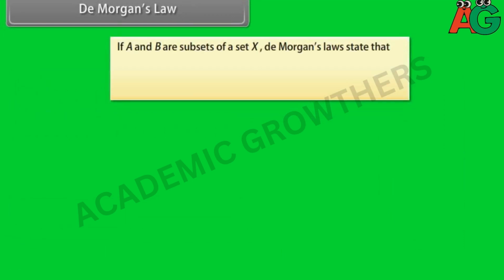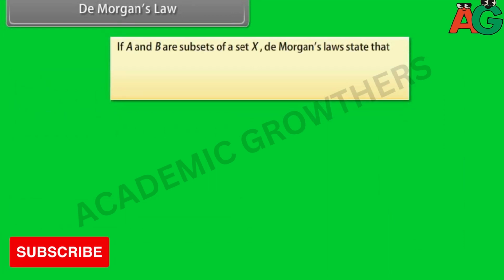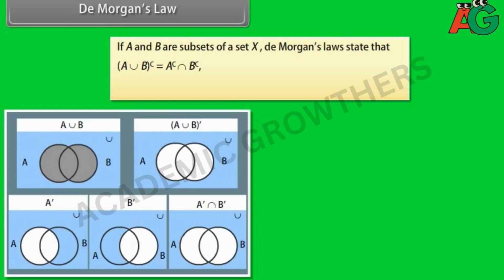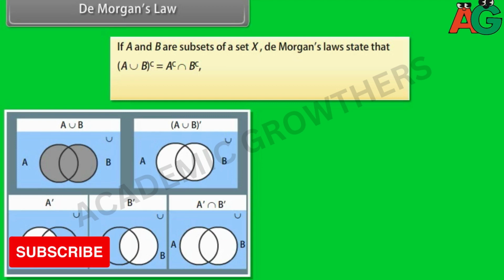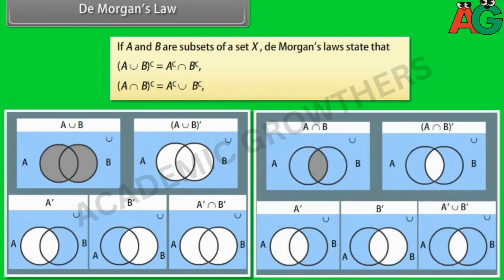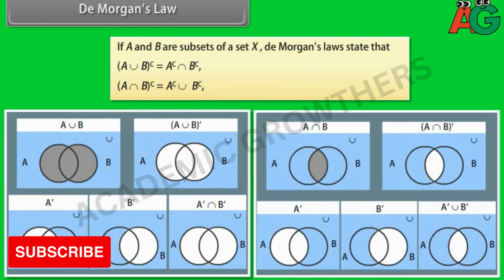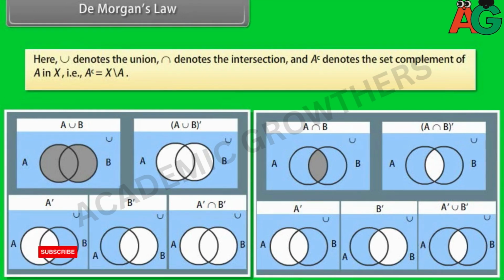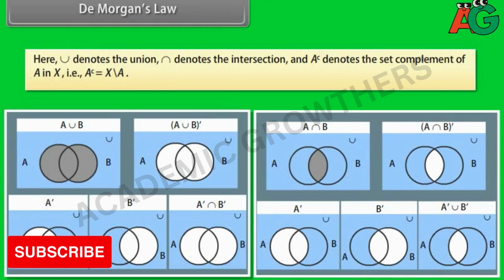If A and B are subsets of a set X, De Morgan's laws state that the complement of A union B is equal to the complement of A intersection the complement of B. The complement of A intersection B is equal to the complement of A union the complement of B. Here, this denotes the union, this denotes the intersection, and this denotes the set complement of A in X.